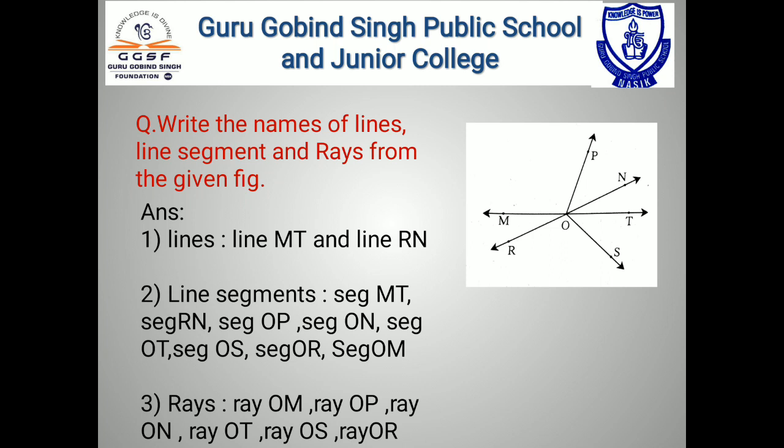And the third one, rays. Again rays means what? One fixed point and extend in one direction, means one fixed point and arrowhead on the opposite side. So first ray OM. O is the fixed point and arrowhead is on the opposite side. So OM. Ray OP. Similarly ray ON, ray OT, ray OS and ray OR.